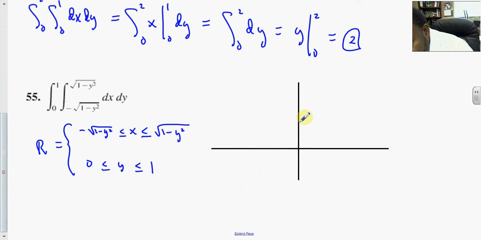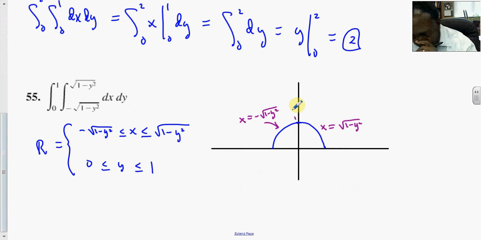So y goes from 0 to 1, and then x to the left has this part of the circle. It does that, and then x on its right side, we get that side of the circle. So on this side, x is represented by the square root of 1 minus y squared. And then on this side, x equals negative square root of 1 minus y squared. And this is 1. Right? So y goes from 0 to 1.